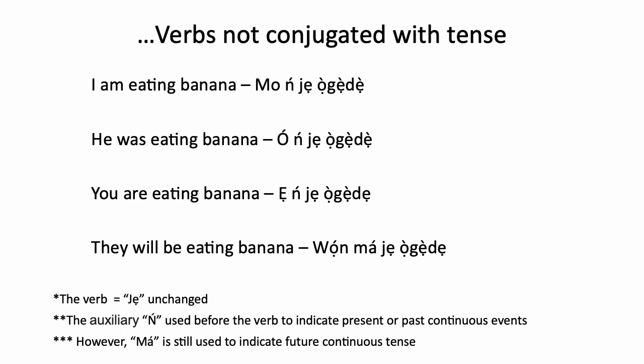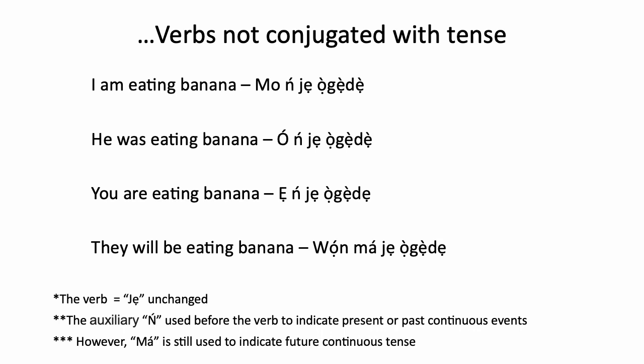However, whenever the continuous event is taking place in the future, the auxiliary ma will be used. Therefore, they will be eating banana is wọ́n ma je ogede.